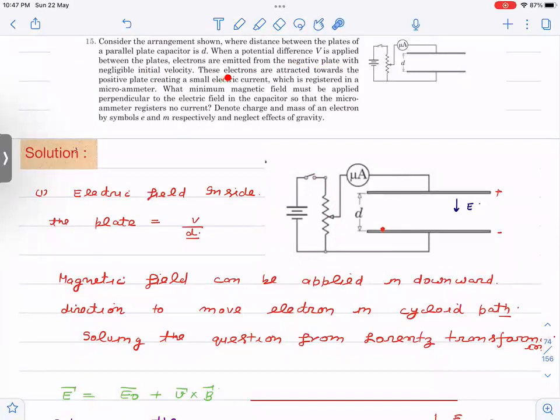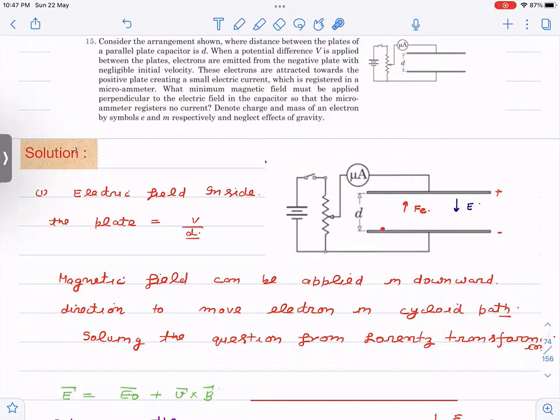Now these electrons are attracted towards the positive plate, definitely, since the electric field is in this direction, the force on the electron will be in the upward direction. So this is the direction of force on the electron, opposite to the electric field. And thus creating a very small current. Of course, when electrons move, the direction opposite to the electron movement is the direction of current. And then the current is registered by the micro-ammeter. So this is the micro-ammeter.